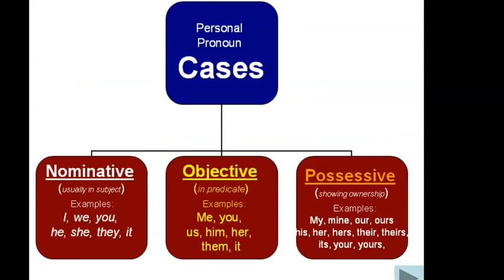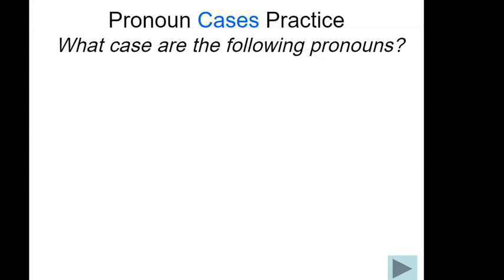So, personal pronoun cases: nominative, objective, and possessive. Usually the subject will be nominative, for example, I, we, you, he, she, they, it. All of them are nominative personal pronouns. And what about the object pronouns? Object pronouns are in the predicate, for example, me, you, us, him, her, them, and it. The possessive ones show ownership, for example, mine, our, ours, his, her, hers, its, theirs, yours.